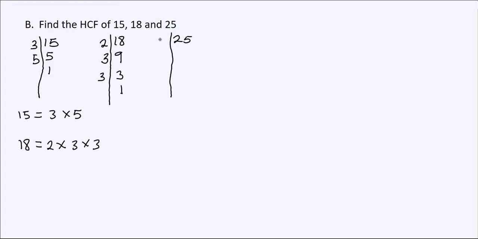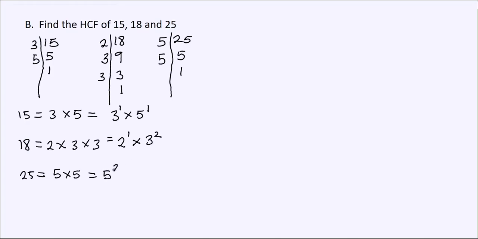What can divide 25? 2 cannot, 3 cannot, so we'll start from 5. 5 into 25 is 5, and 5 divided by 5 is 1. So for 25, we have 5 multiplied by 5, expressing this as a product of prime factors. So we can index to have 3 raised to the power 1 multiplied by 5 raised to the power 1. Then here 2 raised to the power 1 multiplied by 3 raised to the power 2. And here we'll have 5 raised to the power 2.